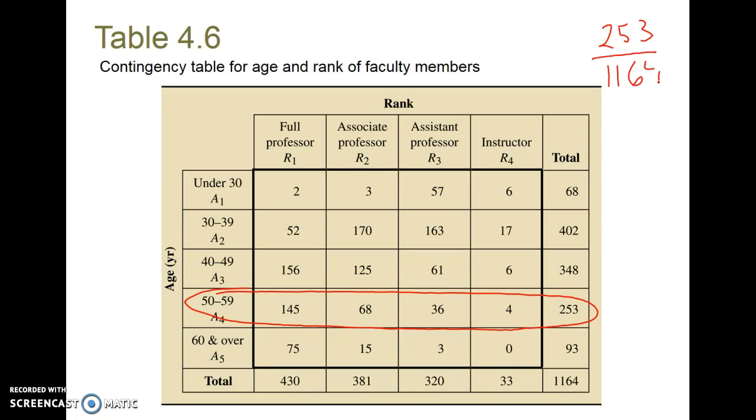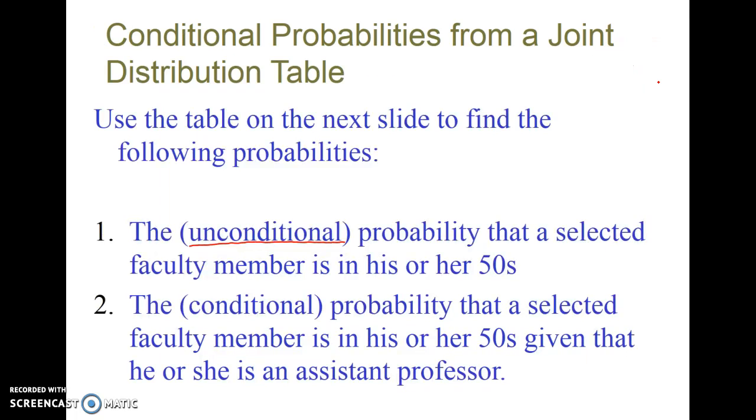And so we could divide that out. We could take 253 divided by 1,164, and that is 0.217. So if we go back here, this is going to be 0.217. Or if we wrote it as a percent, 21.7% of the professors are going to be in their 50s.